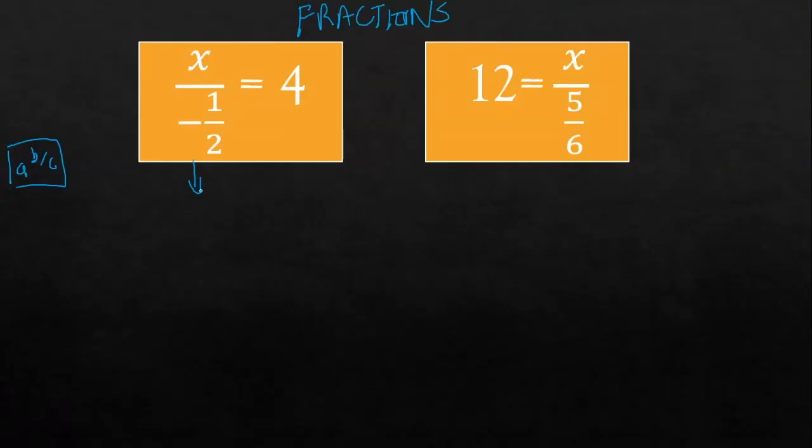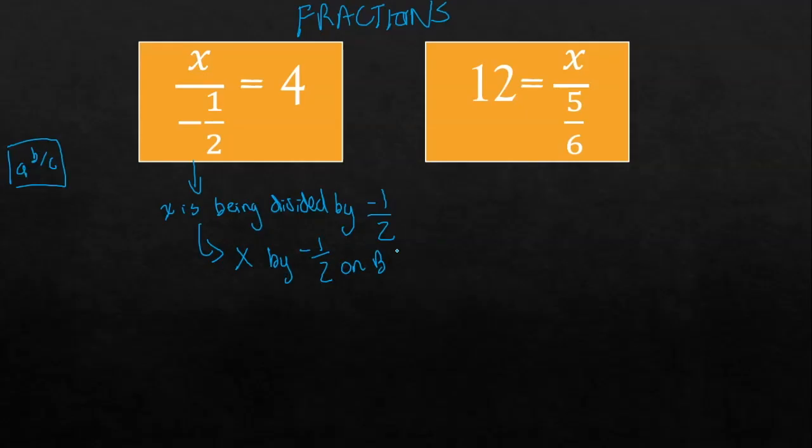So in this one, I can see that x is being divided by something, and it's being divided by a fraction, and that's okay, but we're just going to think of it as a number. So if this was a -2 and it was being divided by -2, we'd multiply by -2. But because it's being divided by a fraction, we just have to make sure we keep the entire fraction. So x is being divided by -1/2. So to get rid of it, we're going to multiply by -1/2 on both sides.